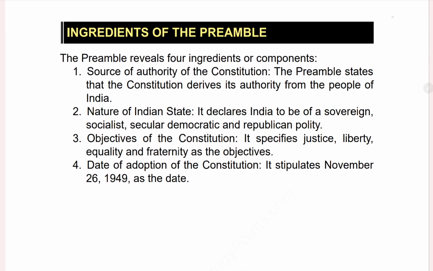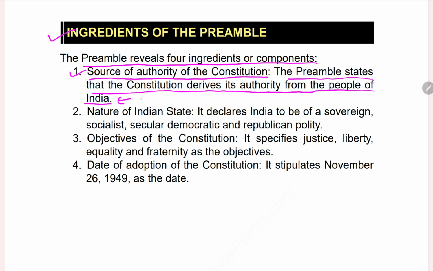Now we will see some ingredients of the preamble. The preamble reveals four ingredients or components. First, source of authority of the Constitution. So the basic source, the content of the Constitution comes from the preamble. The preamble states that the Constitution derives its authority from the people of India.